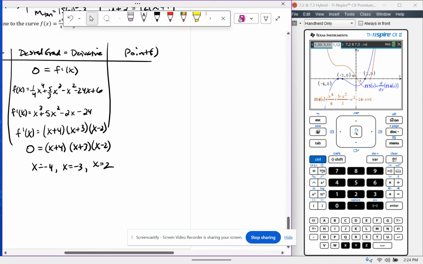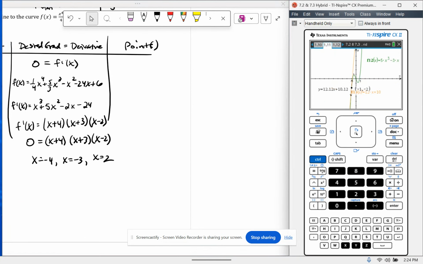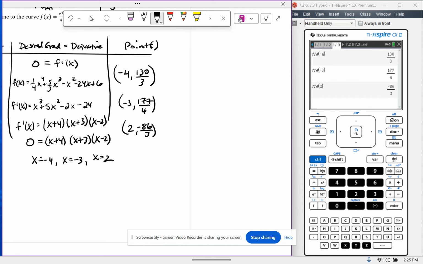All right, so there's 3 points where this has a tangent line with a slope of 0. So where did I write these in? I thought I evaluated these quickly. Oh, I did. So I graphed the original in F14. So I went ahead and evaluated F14 for the 3 points of interest, and I got the following points. Okay. All right, that's it.